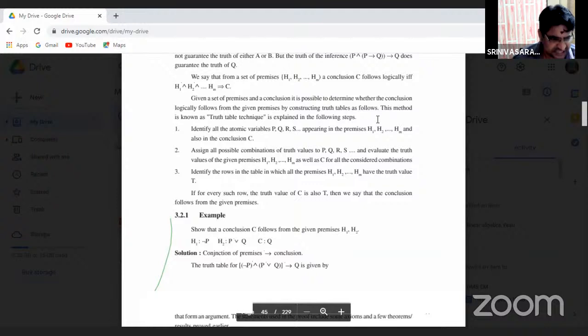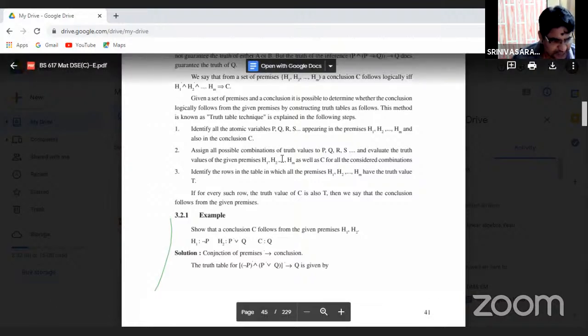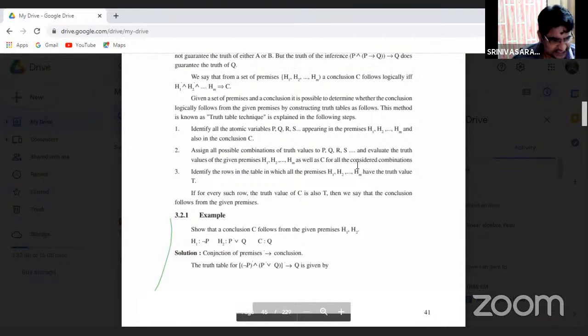Sometimes this type of notation is given: we replace H1 by P, H2 by Q, and H3 by capital R, and in the same manner for other considerations. Now assign all possible combinations of truth values to P, Q, R, S and evaluate the truth values of the given premises H1, H2, and so on up to HM, as well as the conclusion capital C, for all combinations. Identify the rows in the table in which all the premises are true. These three conditions are the truth table technique.